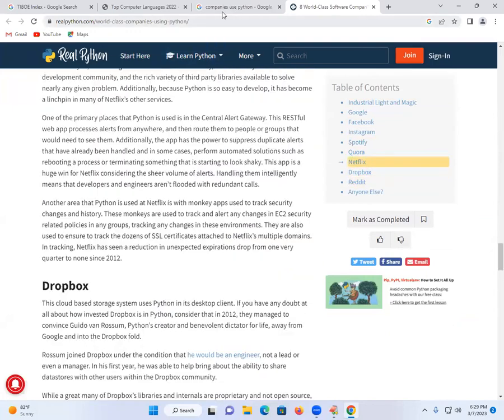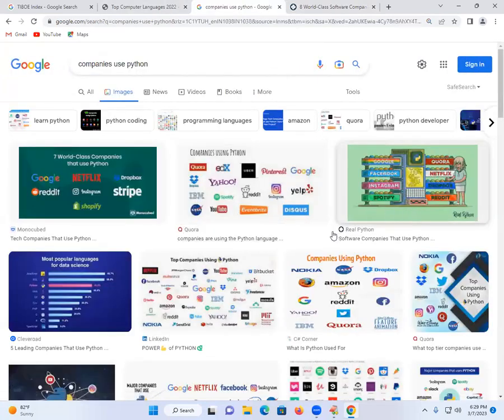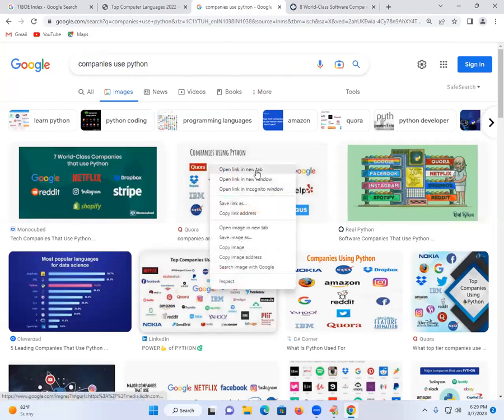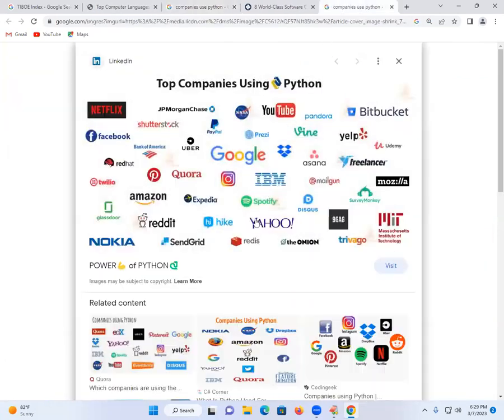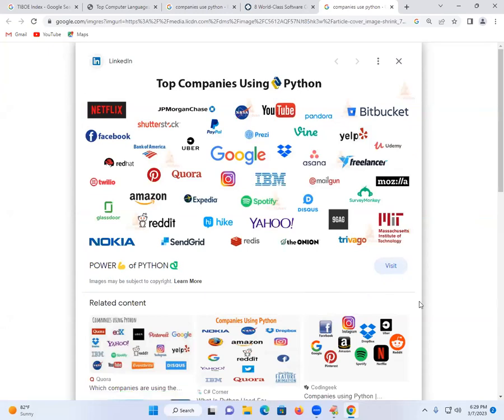Okay. Now, I will show you the company images. See the top companies using Python. You just observe it. This many companies are using Python nowadays. Obviously, even startup-level companies definitely start using Python now. So such a world-class, first-choice programming language must be learned perfectly.